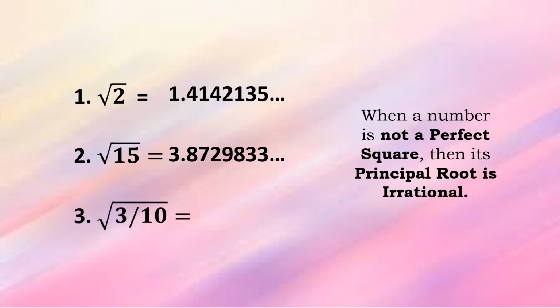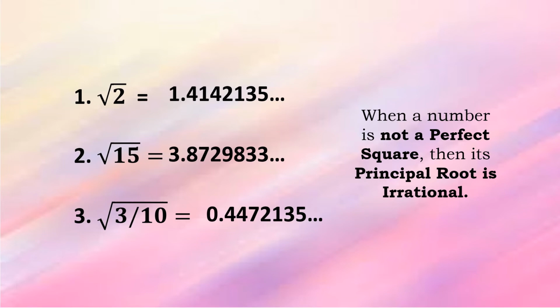Number 3. Square root of 3 over 10. Can you think of any number that when multiplied by itself will give an answer of 3 over 10? None. We can say then that 3 over 10 is not a perfect square. Its principal root is a non-terminating and non-repeating decimal number. Therefore, the principal root of square root of 3 over 10 is irrational.